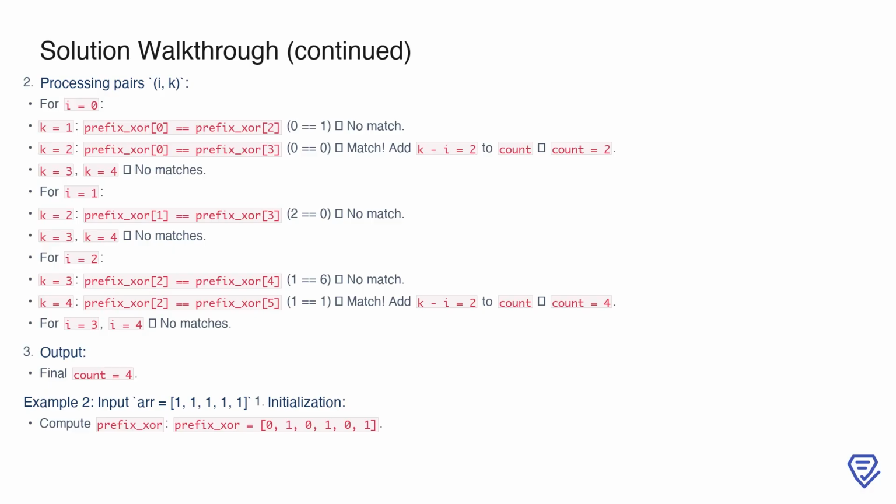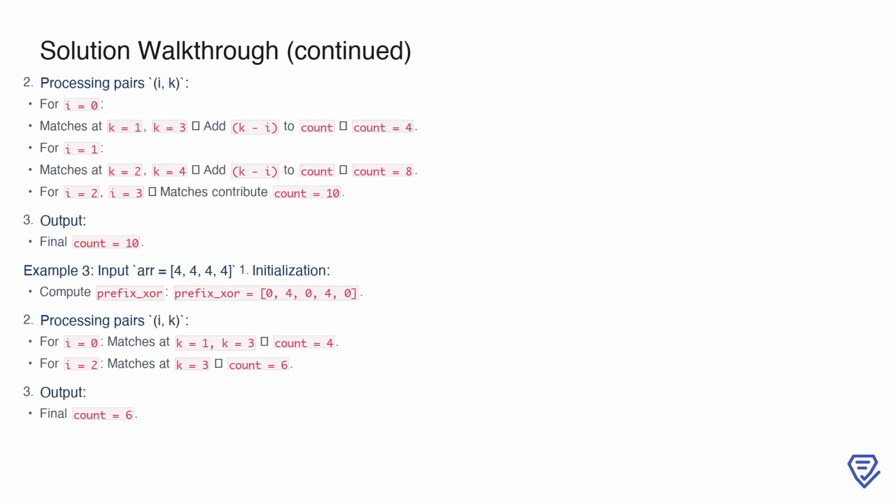Moving to a new example, we look at the array arr equals [1, 1, 1, 1, 1]. The prefix_XOR array for this input is [0, 1, 0, 1, 0, 1], which we calculate using the same approach as before. In the second example, we again process all pairs i, k to count valid triplets. For i equals 0, we find matches at k equals 1 and k equals 3. For each match, we add k - i to the count, resulting in a total of count equals 4 so far.